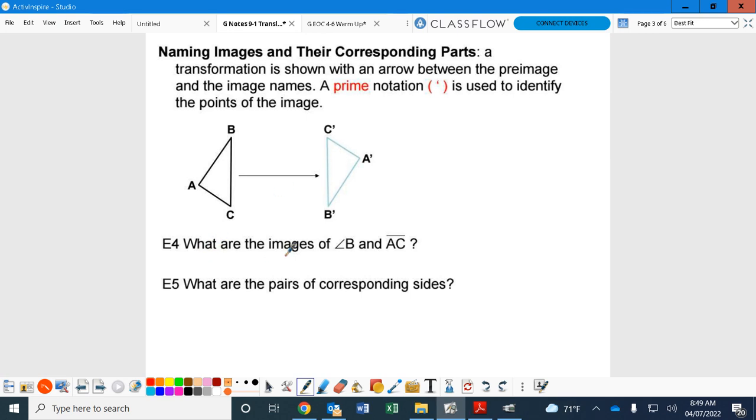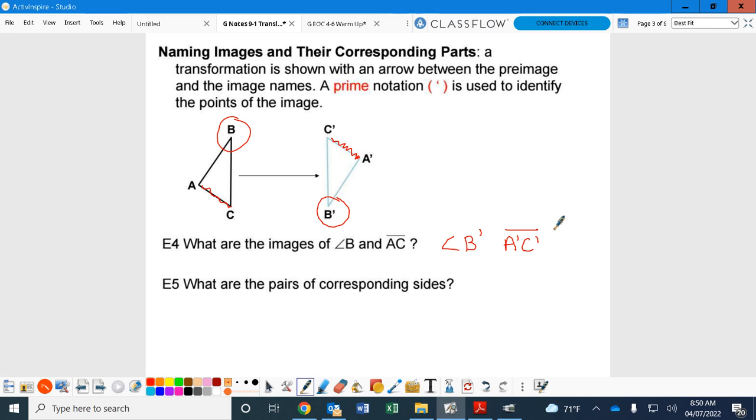So it says, what is the image of angle B? Well, guys, look at angle B right here. Angle B's image would be the same one with the little mark on it. So it would be angle B with the little prime symbol on it. That's all you do, once you do the image of it, you put the little prime symbol on it. Same thing with segment AC, but instead of just being AC, it's going to be A prime, C prime with the little segment symbol over the top. The only difference between the pre-image and the image, guys, is those little prime marks or prime notations.